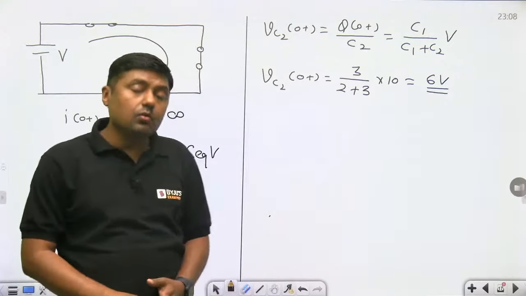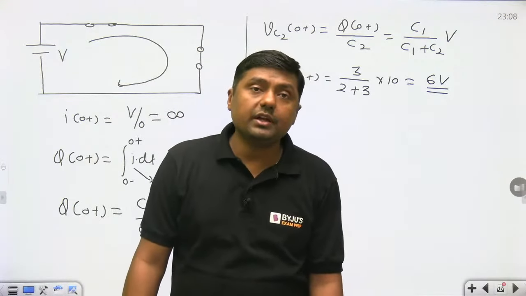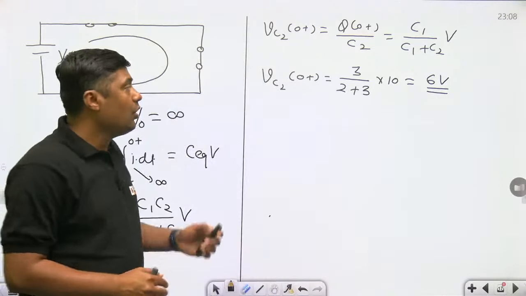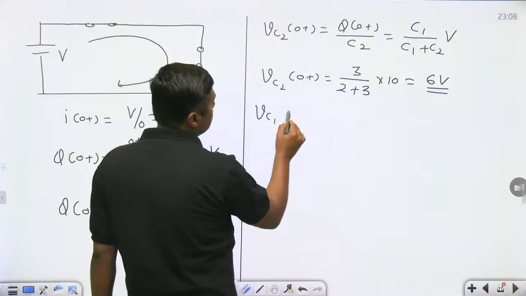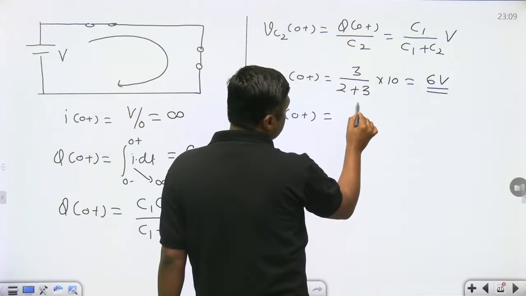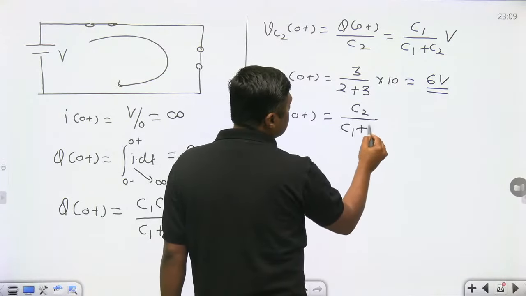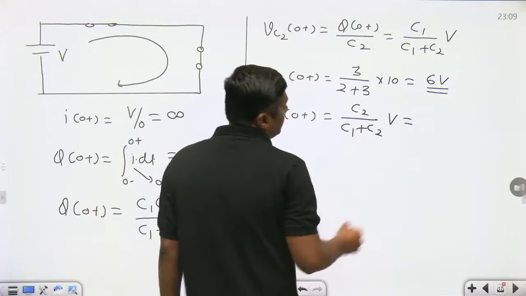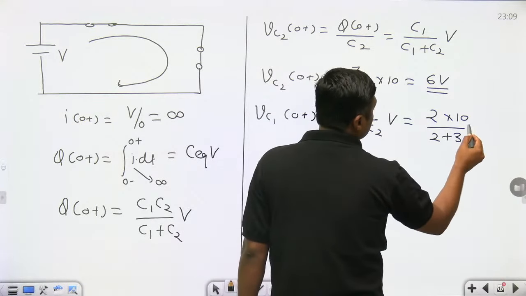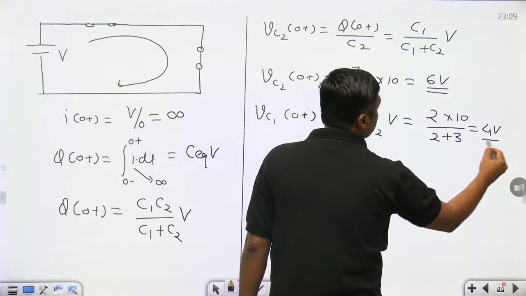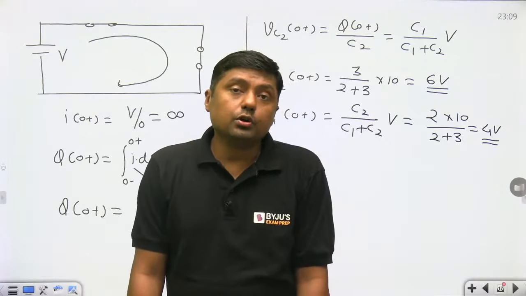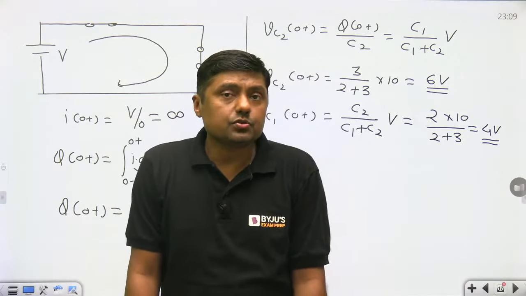This is the initial voltage across the capacitor, right? In this case, Rajesh, the capacitor will allow the sudden change of voltage. And what is the VC1? That is 4 volt, 10 minus 6, but we can calculate it using the voltage division rule. It will become C2 upon C1 plus C2 into V. That is 2 into 10 divided by 2 plus 3, which is 4 volt. That is the answer for this question.